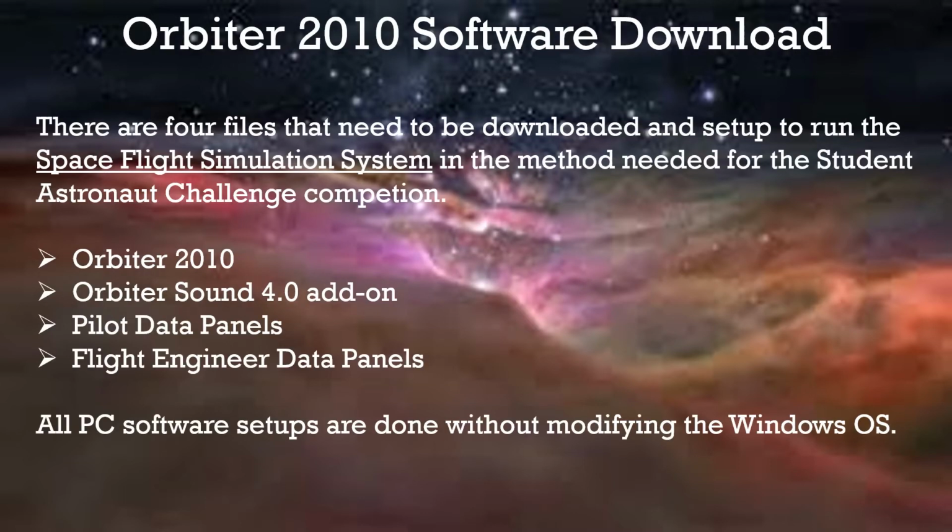There are 4 programs that you will need to download and set up to run the Student Astronaut Challenge Space Flight Simulation System that your team will need to practice. They are the Orbiter 2010 system, the Orbiter Sound 4.0 add-on system, the Pilot data panels, and the Flight Engineer data panels. Now, the Orbiter 2010 is the all-encompassing system that we use, which we use the shuttle part of.